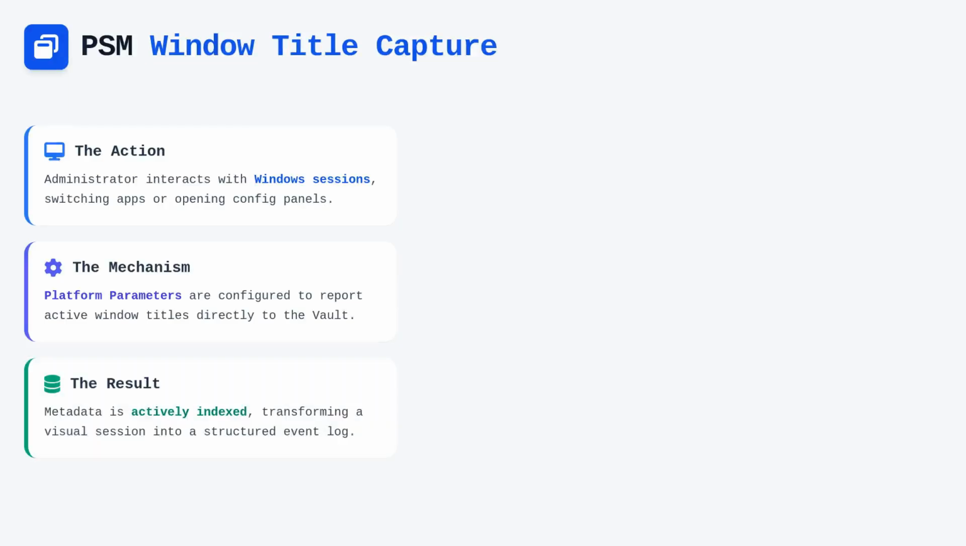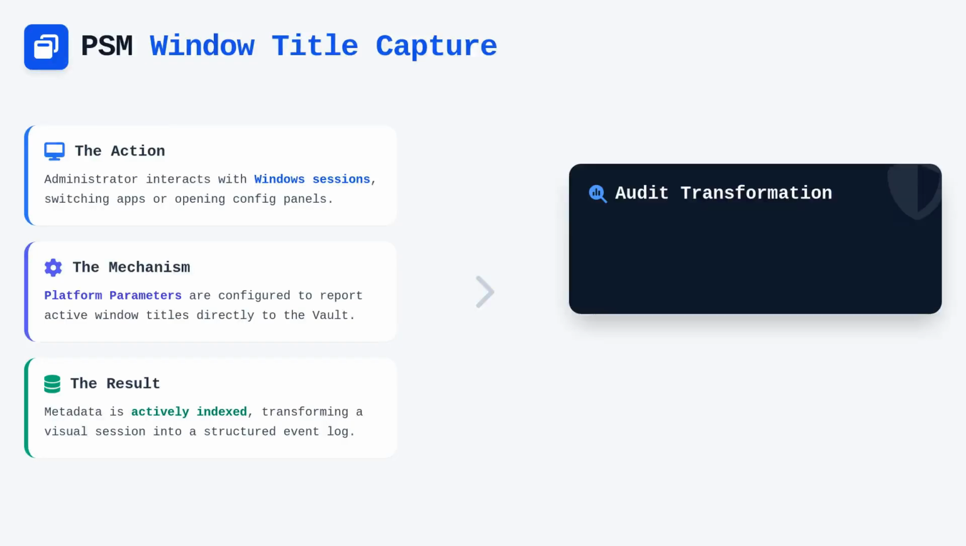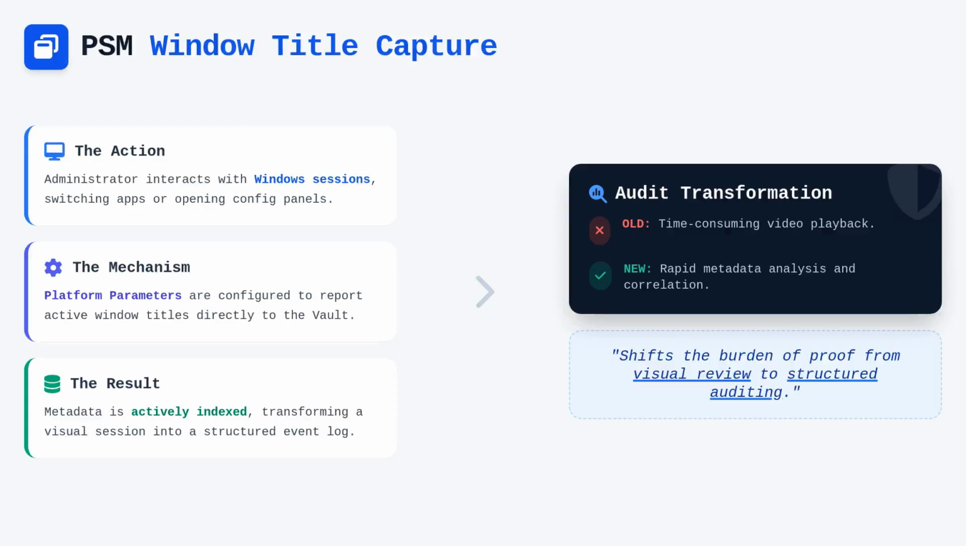This metadata is not just a passive log. It is actively indexed by the Vault to allow for more granular session auditing. Imagine an auditor needs to verify if a user stayed within the scope of a maintenance task. By reviewing the timeline of captured window titles, the security team can correlate session activity with specific administrative consoles or tools. This granularity shifts the burden of proof from mere video playback, which is time-consuming, to metadata analysis. It effectively creates a structured event log out of an unstructured graphical session, making the audit process significantly more manageable for complex deployments.